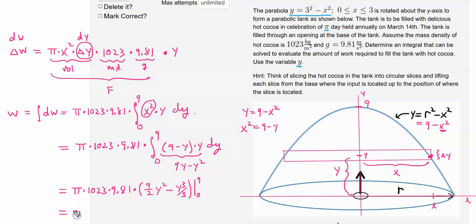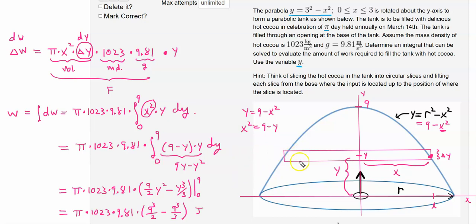So we get, and the units there are going to be joules or Newton meters, and of course you can simplify this if you'd like, or evaluate it on your calculator and get a decimal answer. All right, and so that is how we handle this type of problem.